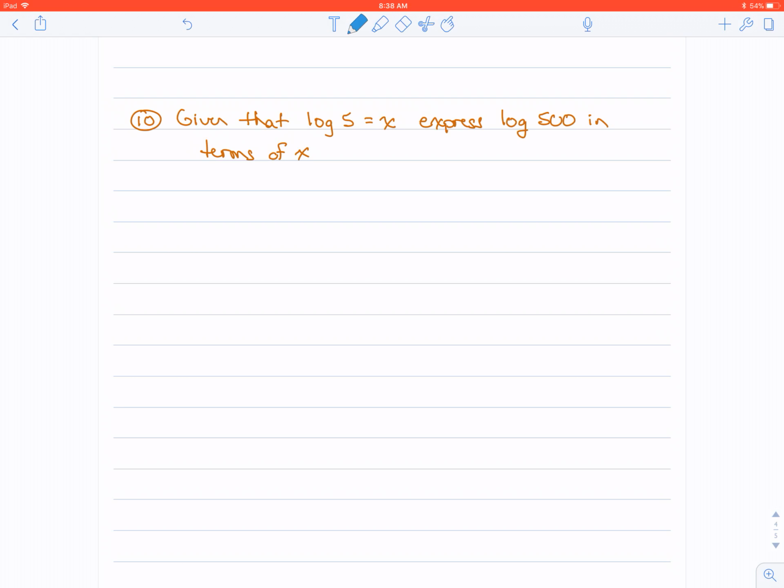And so in this case, since it's log base 10, I can take advantage of that and say 500 would be equivalent to 100 times 5. And now with the log rules, that would be log 100 plus log 5. And I know what log base 10 of 100 is. That would be 2 plus, and then they tell me from the problem, log 5 is x. And so that's 2 plus x.